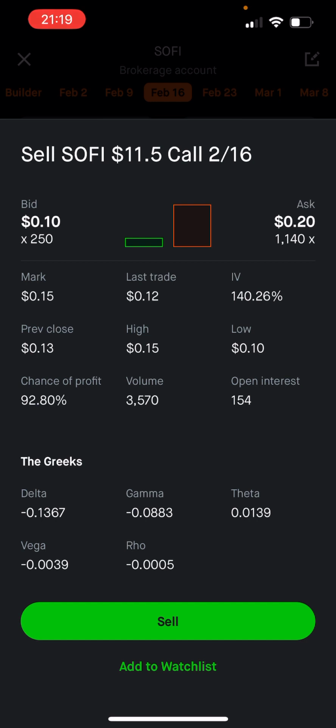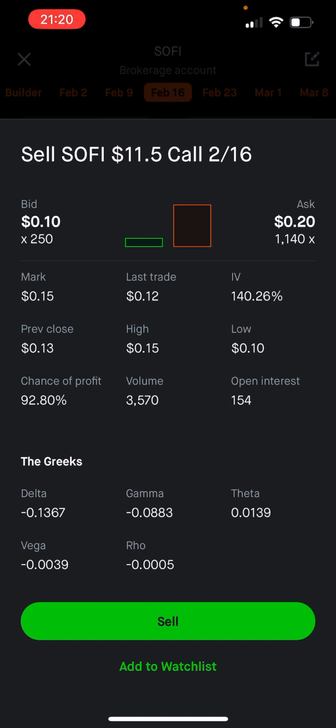A couple of the things I like to look at are the delta. The delta for this stock is at 0.1367. I like, when I'm selling my covered calls, for the delta to be anywhere between 0.1 and 0.2, and this fits right in between that. You can look right above that, the chance of profit is 92%. So I have a 92% chance of winning this trade.